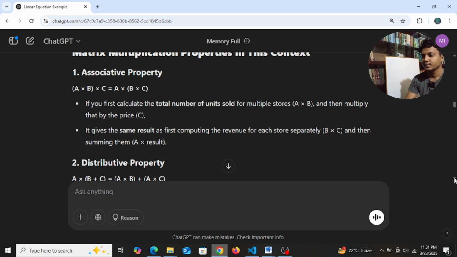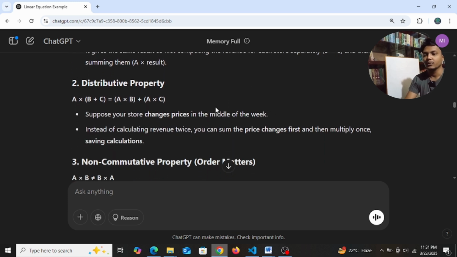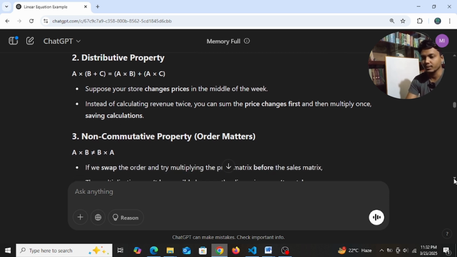So distributive property, we also know about this one: A into B plus C. Let's say A is 2, B is 3, C is 4. However you calculate, 3 plus 4 is 7, into 2 that means 14. If you do the same thing like this, 2 into 3 is 6 plus 2 into 4 is 8, so it will be 14 again. This is the distributive property, guys.